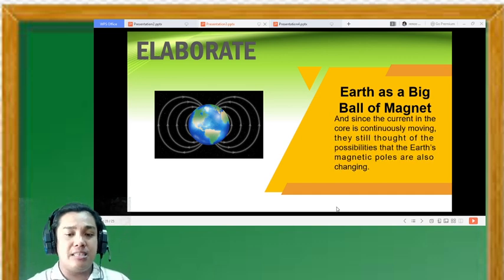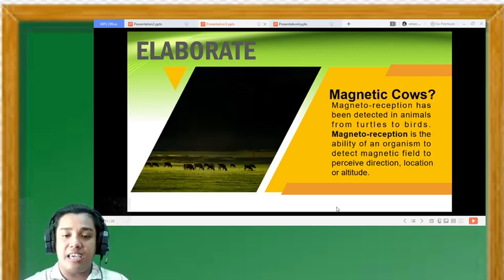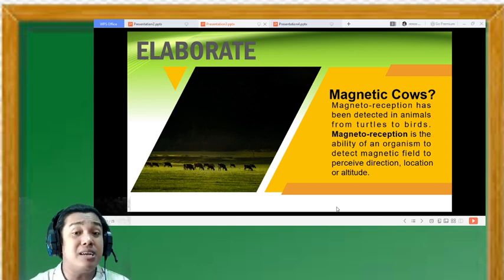And since the current in the core is continuously moving, they thought of the possibility that the Earth's magnetic poles are also changing. So, meron tayo tinatawag na magnetic chaos. Ano ba yung magnetic chaos?